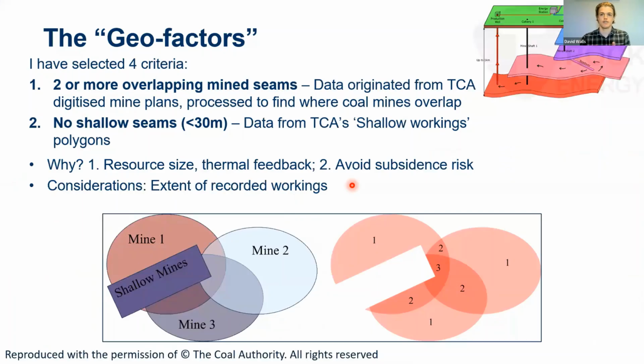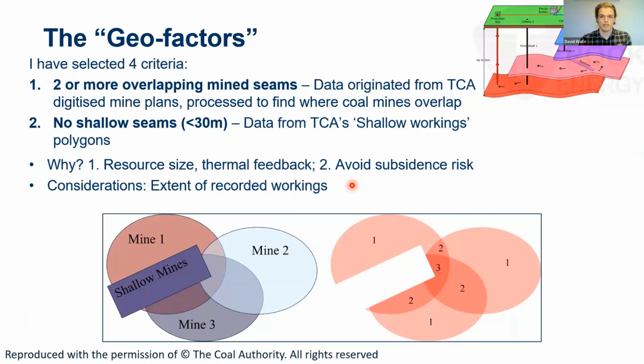So straight into the geofactors then. First of all, we're looking for areas that have 2 or more overlapping mine seams. And this has come from data from the Coal Authority, where they've digitized their mine abandonment plans, and I've processed these to show where they overlap. In addition to this, we also want areas where there are no shallow seams, and this again has come from the Coal Authority's data set for their shallow workings.